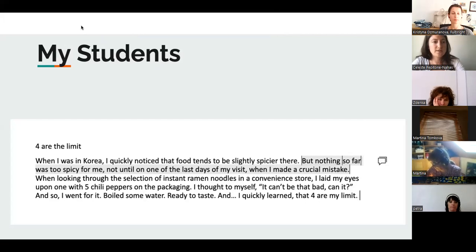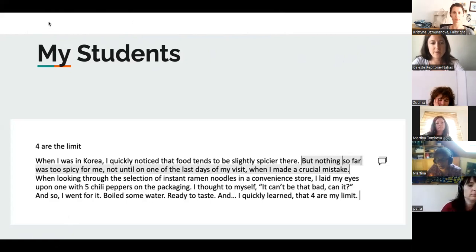Here, for example, is a 100-word memoir draft that one of my students wrote. So we'll read it quickly. It is called 4 Are the Limit. When I was in Korea, I quickly noticed that food tends to be slightly spicier there. But nothing so far was too spicy for me, not until one of the last days of my visit, when I made a crucial mistake. When looking through the selection of instant ramen noodles in a convenience store, I laid my eyes upon one with 5 chili peppers on the packaging. I thought to myself, it can't be that bad, can it? And so I went for it. Boiled some water, ready to taste, and I quickly learned that 4 are my limit.